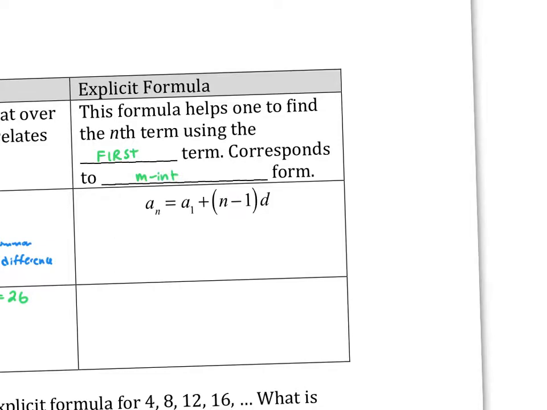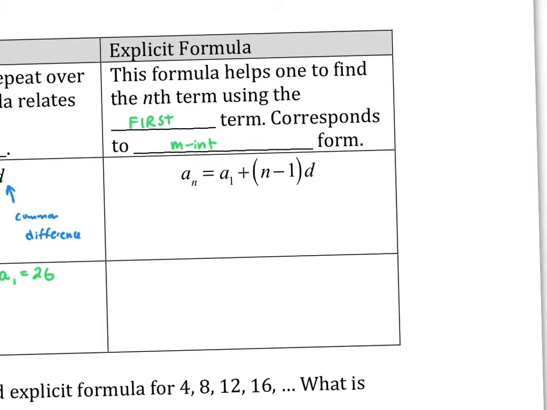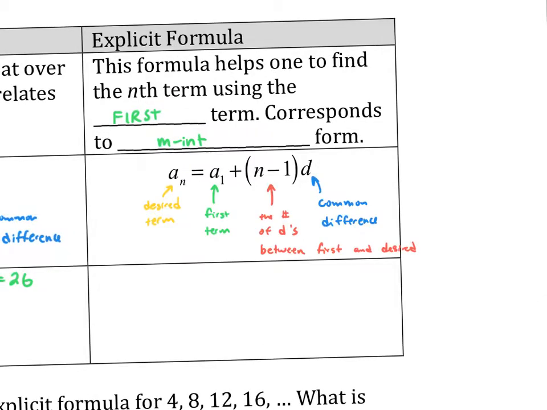So this is what it looks like, and we read it like this: a_n equals a_1, first term, plus (n minus 1) times d. So let's define each of these. Let's see where this comes from. This is my desired term, this is my first term, and this is my common difference.